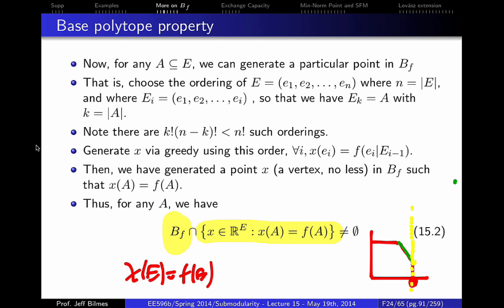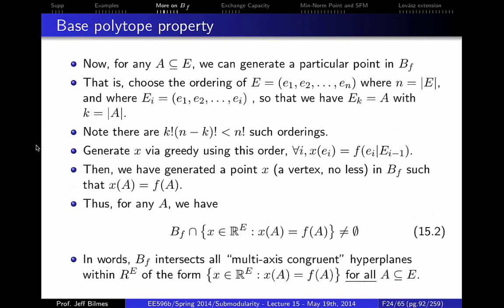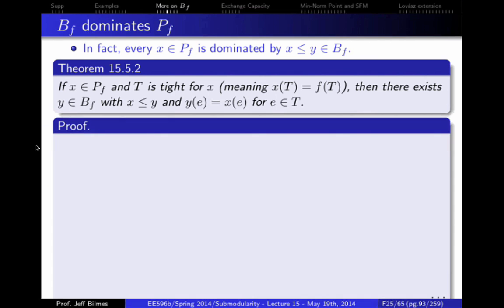So equation 15.2 basically says that for any A, the set of points in RE that are tight at A intersect the base. So in words, you can essentially say that the base polytope intersects, if you will, all multi-axis congruent hyperplanes. So in other words, these are the multi-axis congruent hyperplanes, and the base intersects all of them, every single one, including the singleton one. So including x such that x of lowercase e is equal to f of lowercase e for all e. So the base is a really strange shape.